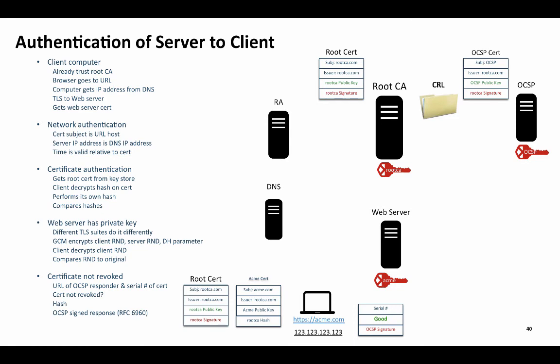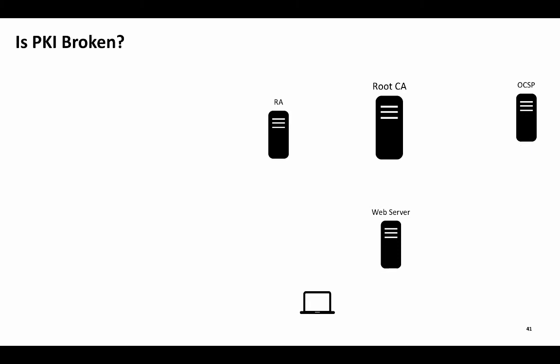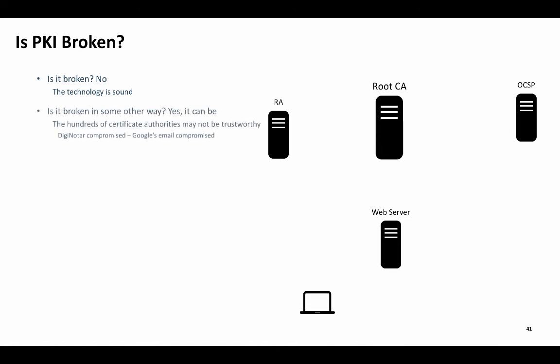Or can it? If you talk with enough people about PKI, someone is bound to say that PKI is broken. Well, is PKI broken? Well, no, the technology is sound. But is it broken in some other way? Well, yes, it can be. Previously, we talked about how the installation of a browser also downloads 1 to 200 trusted root certificates. Any compromise in the chain of certificates to the root means a compromised PKI.